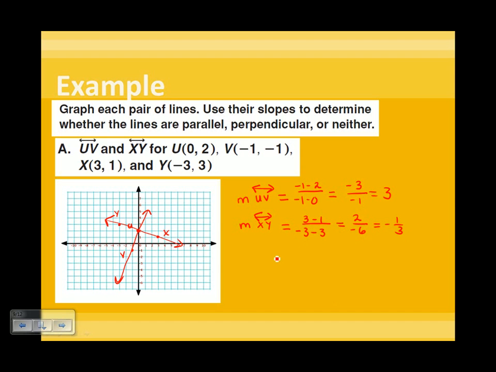So I'm going to multiply these together. The product has to be negative 1. 3 times negative 1/3 is equal to negative 1. Therefore, we can say that line UV is perpendicular to line XY because the product of their slopes is negative 1 by the perpendicular lines theorem.